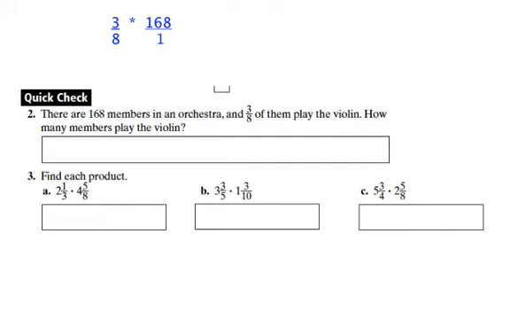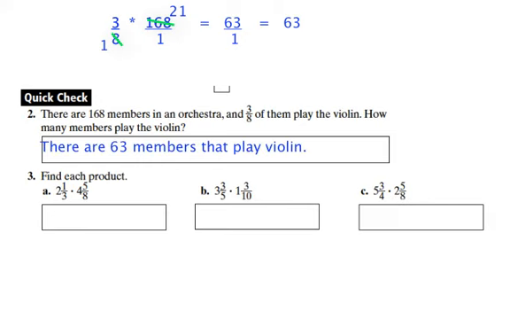Check your problem for cross-canceling. We can actually cross-cancel the 8 and the 168. 8 goes into both of them. 8 divided by 8 is 1, and 168 divided by 8 is 21. Next, take 3 times 21, which is 63, and 1 times 1 is 1. This can be simplified to 63. So our final sentence is, there are 63 members that play the violin.